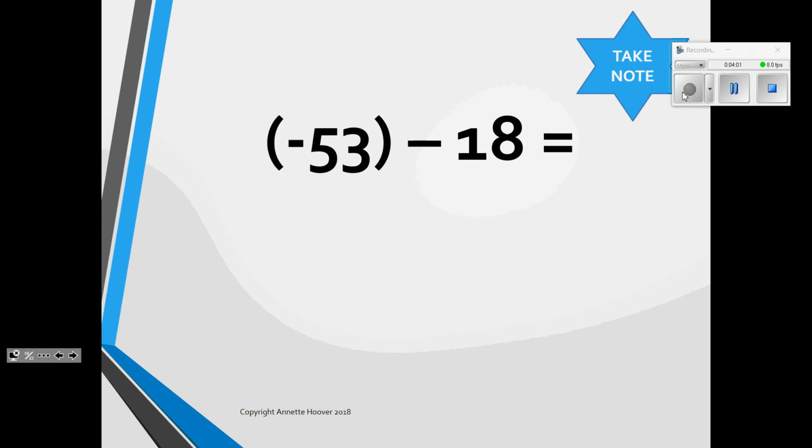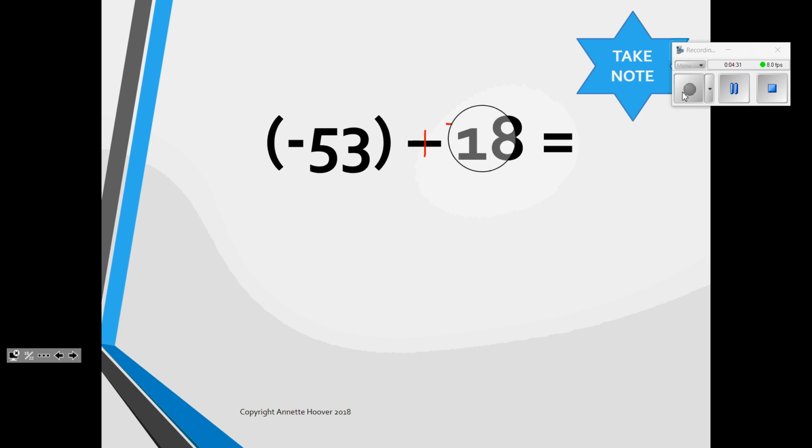Okay, this is on your notes if you're taking notes. -53 minus 18. The first integer is a -53. That is not a minus sign. You do nothing to the first integer, but here where you see the subtraction sign, you're going to change that to addition, the opposite. We had a +18, now we have a -18. So if you add the opposite, or you do what some teachers call click, click, you're adding a -18.